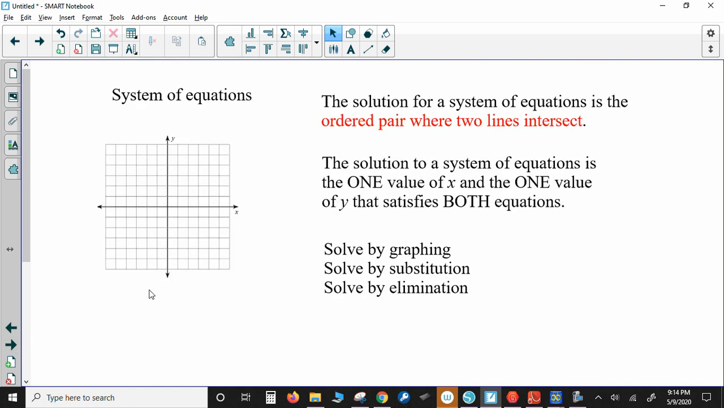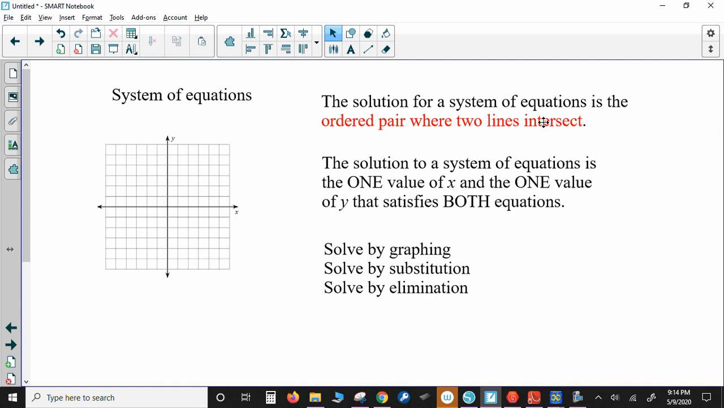First, I need to remind you, what is a system of equations? Well, a system of equations is two equations with two variables. In fact, you can have two or more equations in two or more variables, but you'd have to have at least two, and that's a good place to start.